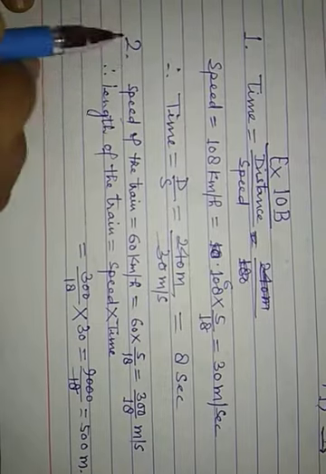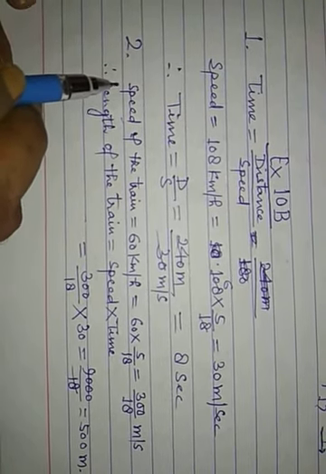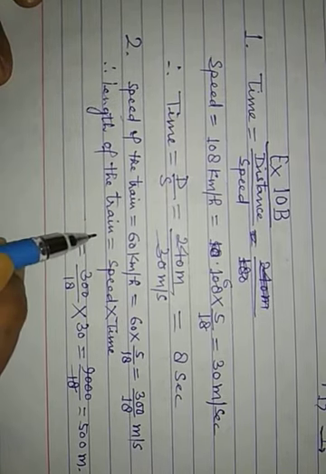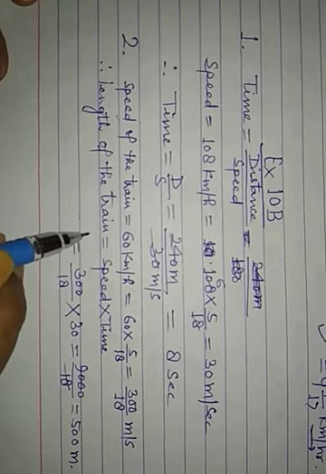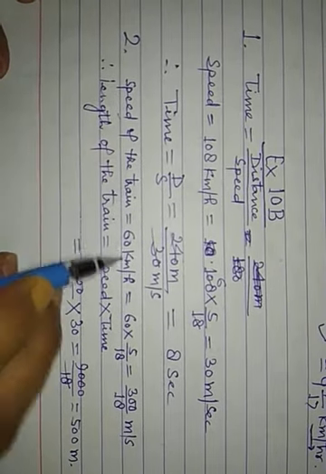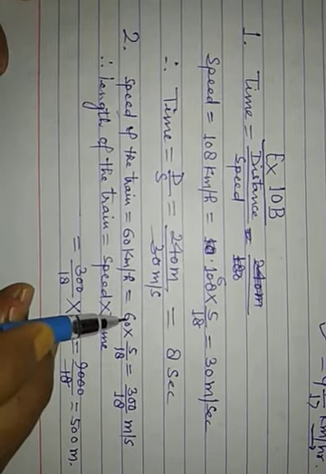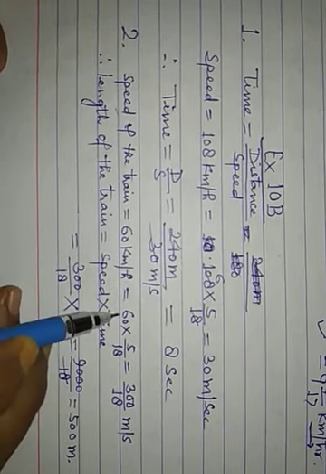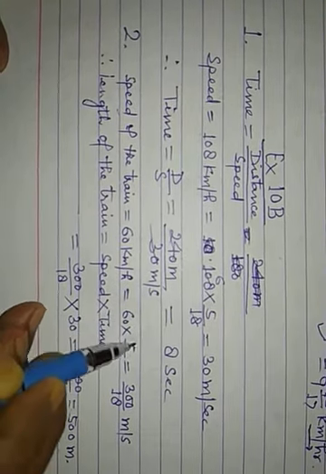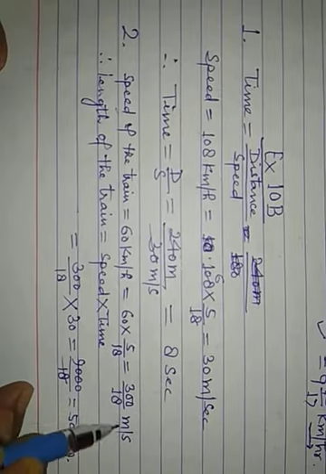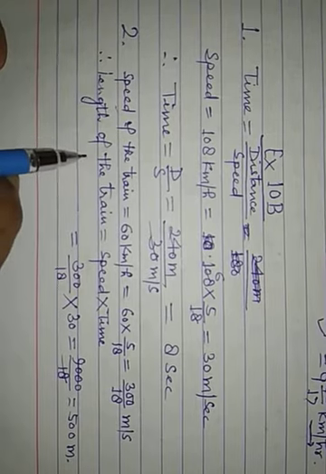Now question number 2. If a train with a speed of 60 km per hour crosses a pole in 30 seconds, what is the length of the train in meters? Speed of train is given, 60 km per hour. So 60 km per hour can be converted into meter per second. 60 into 5 upon 18. 60 into 5, that is 300. 300 upon 18 meter per second. This is speed. You have to find out length.